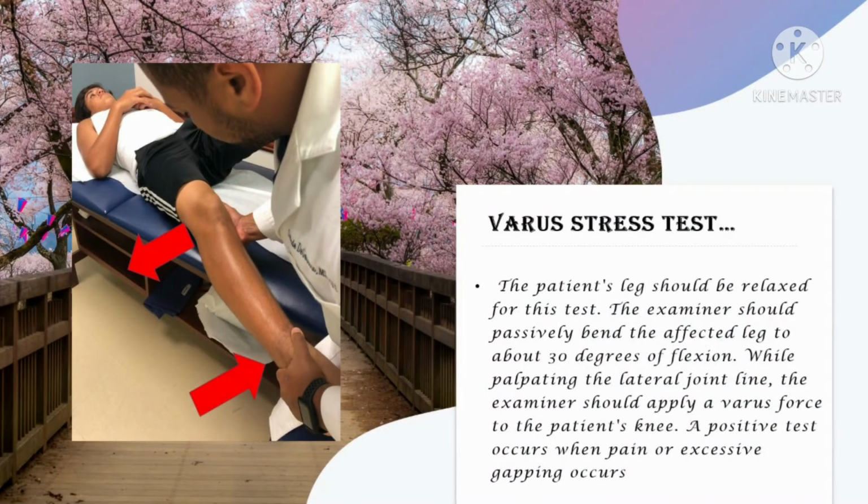Varus stress test. The patient's leg should be relaxed for this test. The examiner should passively bend the affected leg to about 30 degrees of flexion. This could also be 0 degrees, as some examiners prefer it at 0 degrees. While palpating the lateral joint line, the examiner should apply a varus force to the patient's knee. A positive test occurs when pain or excessive gapping occurs.